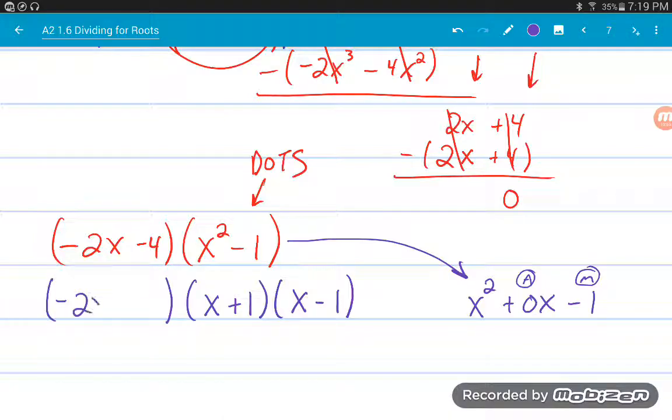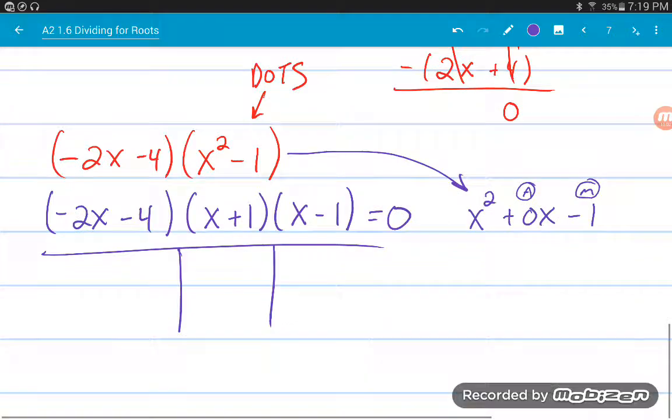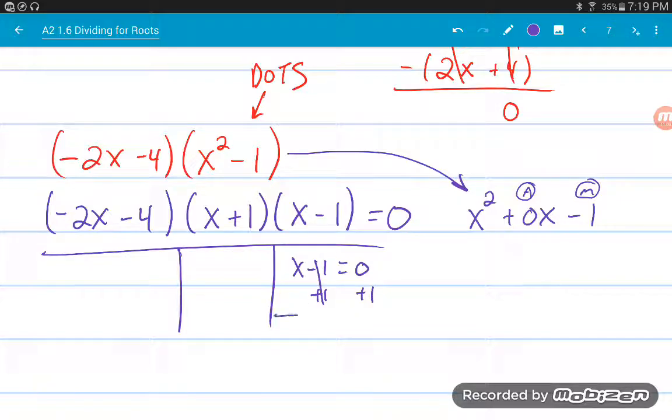I'll bring down the negative 2x minus 4, set this all equal to 0. I'm going to t-chart it. On the right-hand side, x minus 1 equals 0, plus 1 plus 1, and I get that x is equal to 1. In the middle, I'm going to get that x is equal to negative 1. That's two solutions already. Those are easy. The easy way to do it is to say x plus 1 is 0, so it must be minus 1, because negative 1 plus 1 would equal 0.